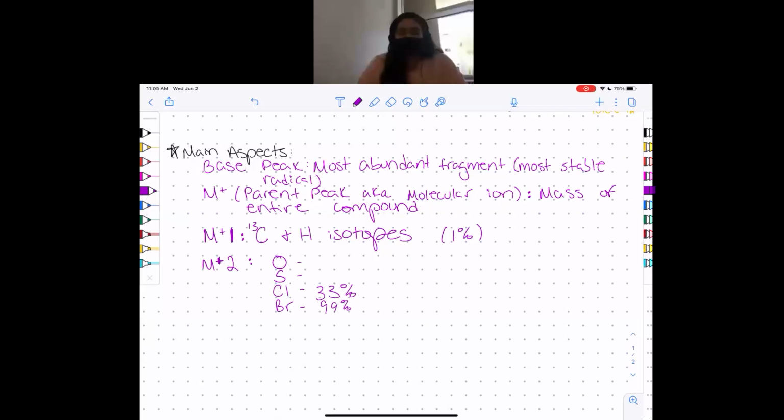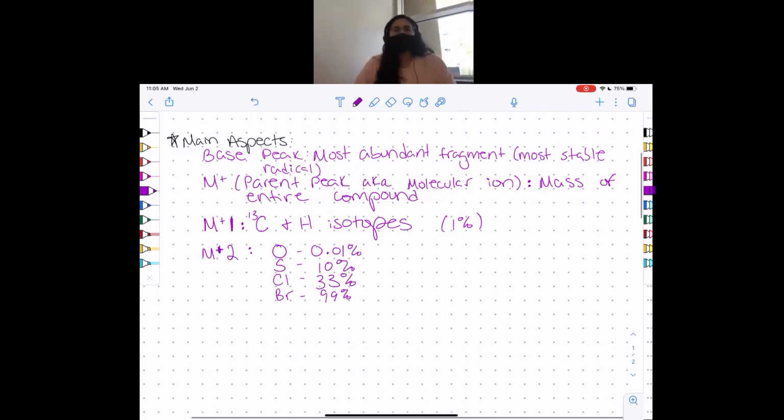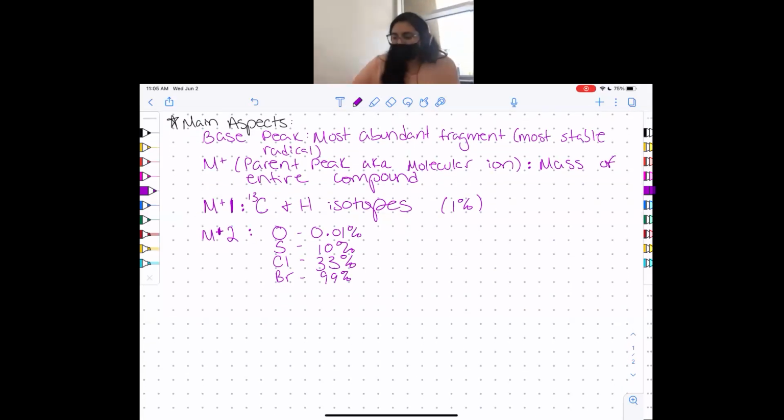Sulfur and oxygen are super, super tiny. I believe oxygen is like 0.1%, or 0.01, something like that. And this is like 10%, something tiny like that. So for oxygen and sulfur, the ratio doesn't matter. Just know it's going to be a really tiny peak.